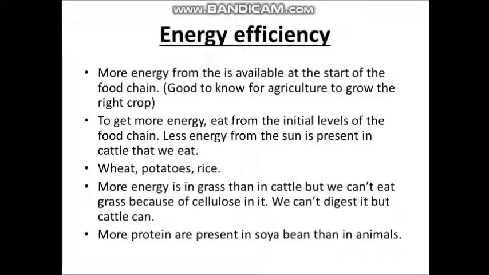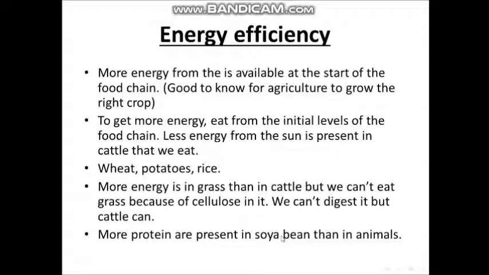Grass has more energy, but we cannot eat grass. Why can we not eat grass? Because we cannot digest the cellulose in it, but cattle can digest that cellulose. So we eat the cattle to get the energy of the grass. Now there is one more point: if we talk about soybean, or protein, more protein is present in soybean than in any animal.